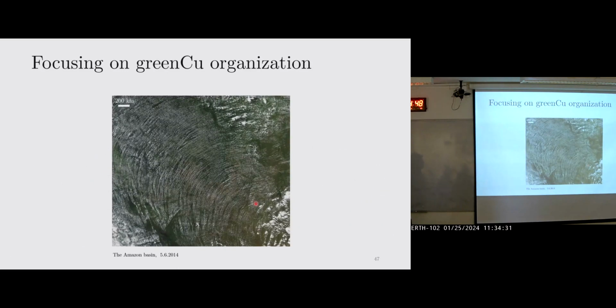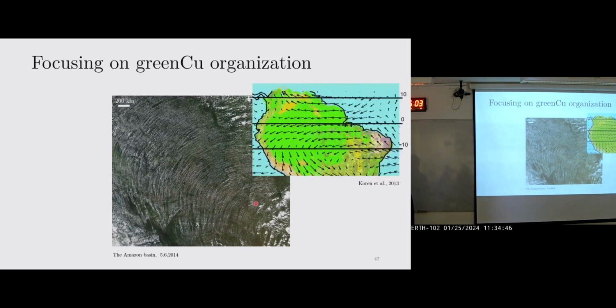Focusing now on the Green Cumulus organization, again, just a random snapshot over the Amazon and showing these linear curved cloud streets. And these cloud streets correspond to the wind pattern or the mean wind pattern in the convective boundary layer that you can see here in the quiver plot to the right. So we have the trade winds flowing into the continent. They then hit the Andes, forced to go down, and along with it, they curve the patterns of the clouds.